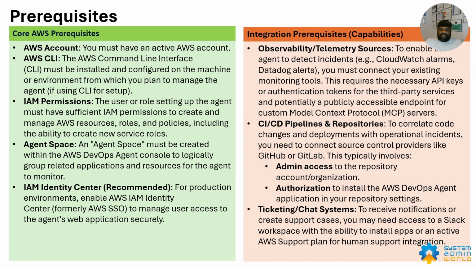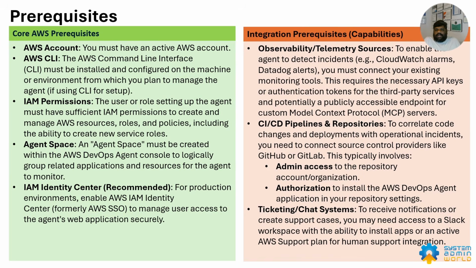The second prerequisite is observability tools. Whichever observability tools you are going to use, we recommend having the configuration or webhook ready for agent incident detection. You must connect to your existing monitoring tools, so keep the necessary APIs, keys, authentication tokens or webhook tokens for third-party services handy, along with the public or private endpoints you are using.